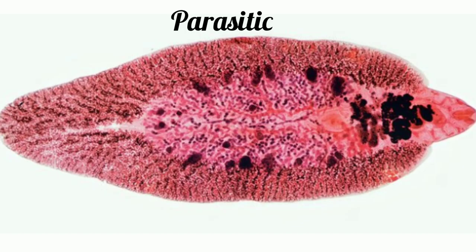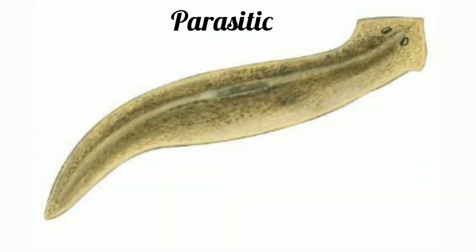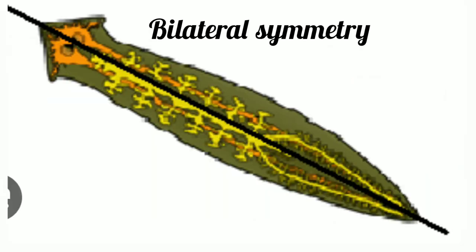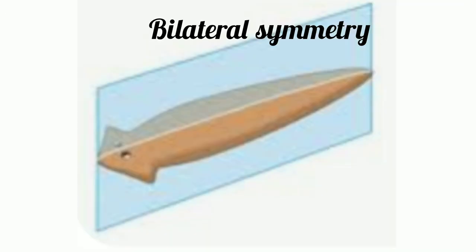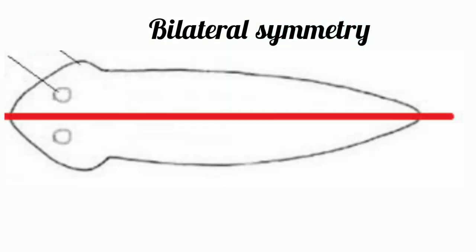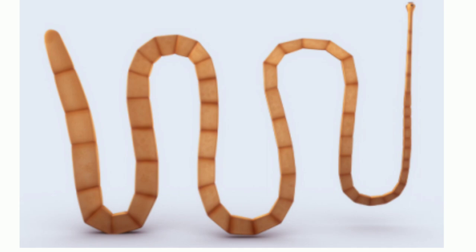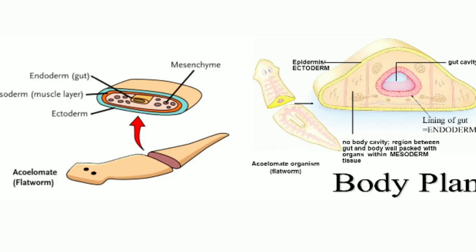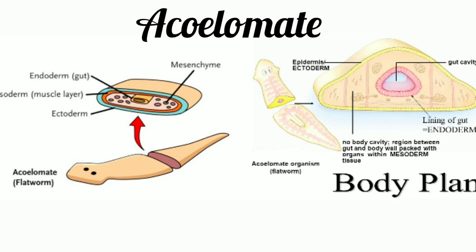Some species are free living while others are parasitic, means living on humans and other animals. Most flatworms exhibit bilateral symmetry, means their bodies can be divided into two equal halves along a single plane. The most distinguishing feature of this invertebrate is their flat body. Flatworms do not have a body cavity, that's why they are flat and are called acoelomates.